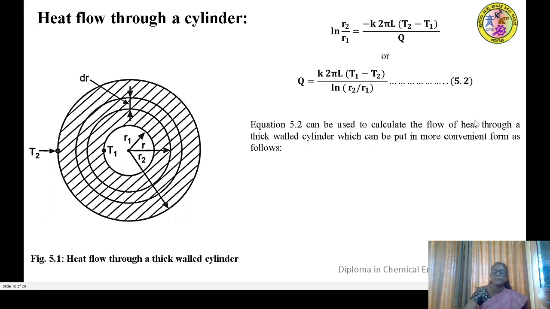Equation 2 can be used to calculate the flow of heat through a thick-walled cylinder, which can be put into more convenient form as follows. So Q is equal to K2 pi, that ln R2 by R1 can be written like this. We can replace the ln R2 by R1 by R2 minus R1 in the denominator and introduce a term Rm in the numerator. So this equation now is equation number 5.3, where this Rm is called the log mean radius for the thick-walled cylinder.